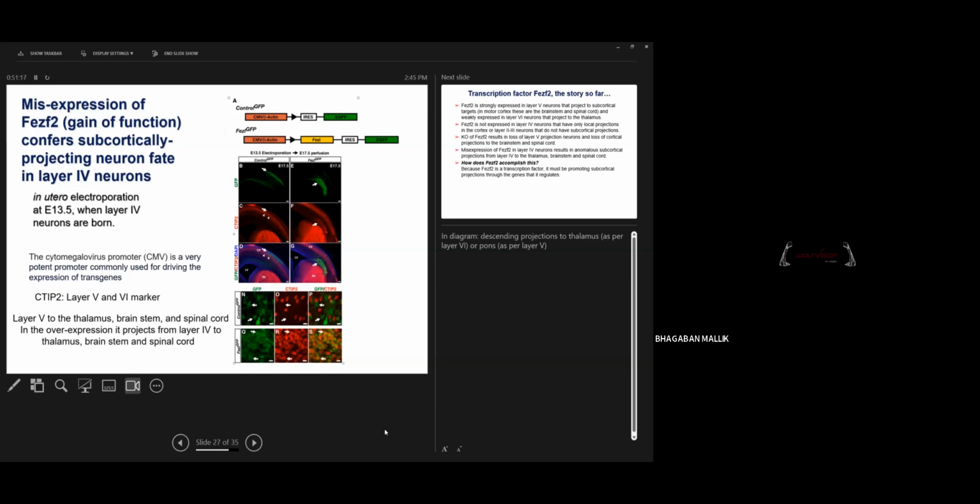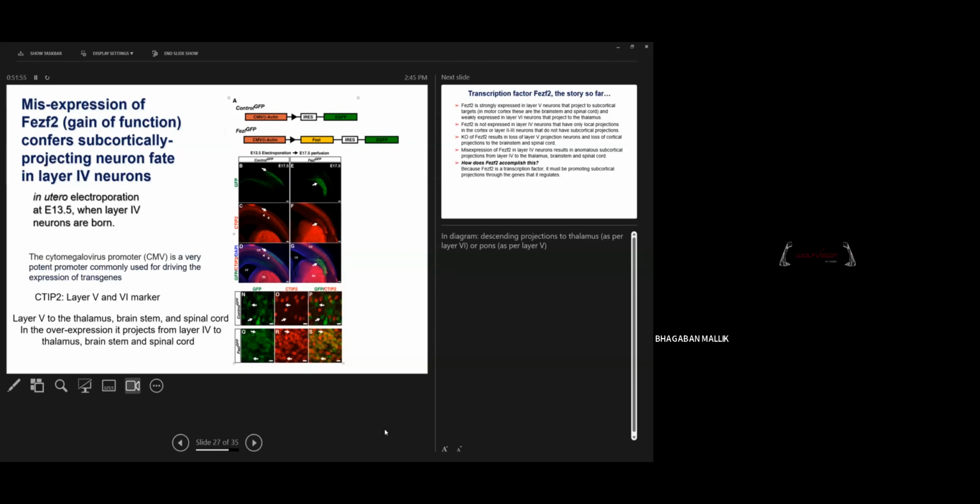So you can see that the GAP is labeled. So this is FEZ-F2 present in layer 5. So it is expressed in layer 5. Okay. Here this is the marker CTIP2. This is the marker for layer 5 or layer 6. So you can see that this is layer 5. Okay. So CTIP2 is the marker for layer 5 and layer 6.